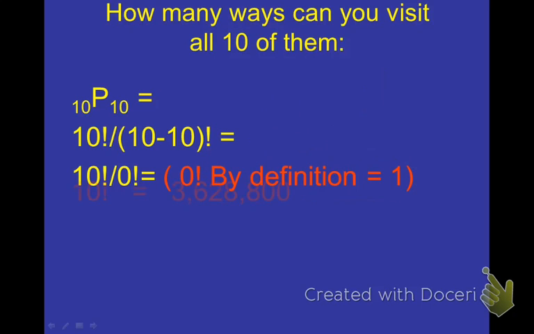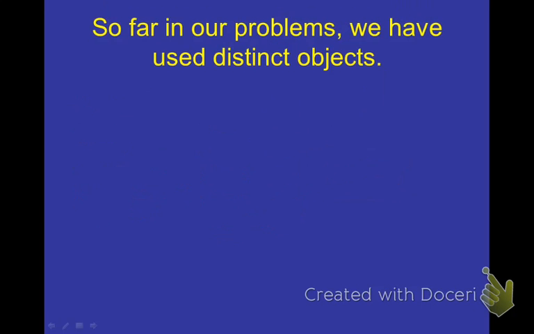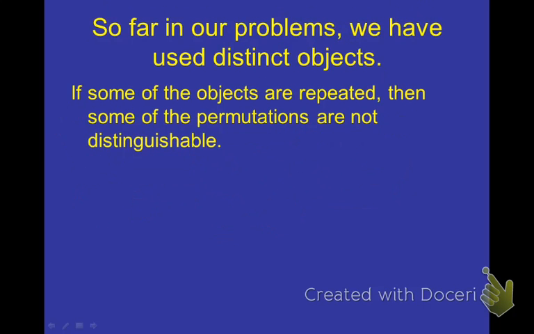So it's 10 factorial over 1, which is 3,628,800. Okay, got something new there, 0 factorial. Moving on. So far we've just used distinct objects. You know, I have different racers, I have different colleges. Well, what happens if some of the objects are repeated? Then some of the permutations are not distinguishable.